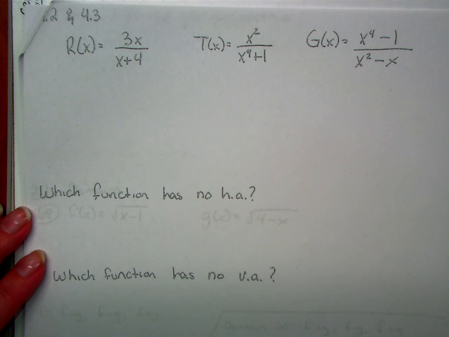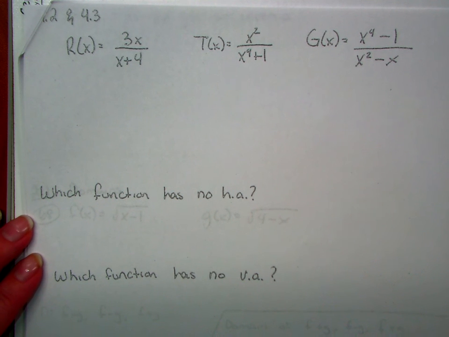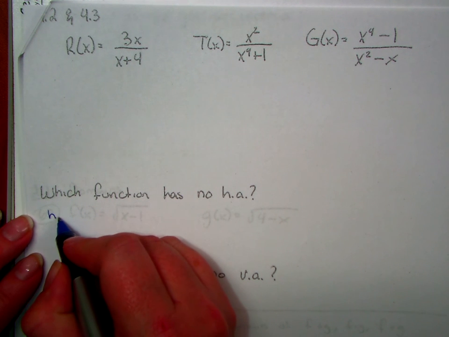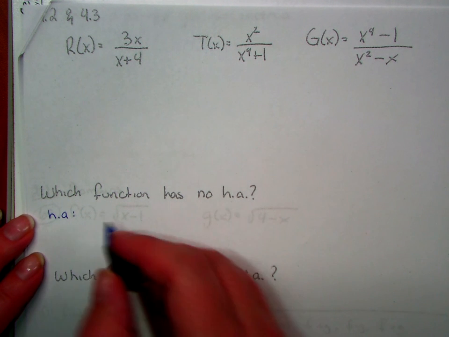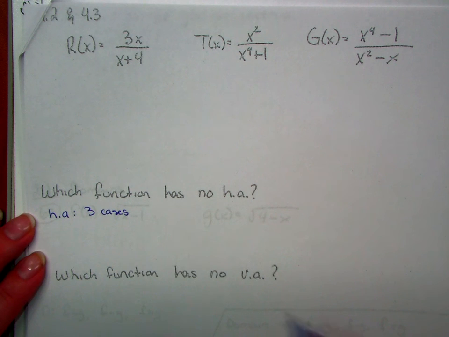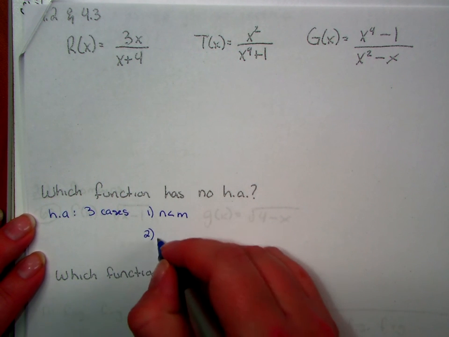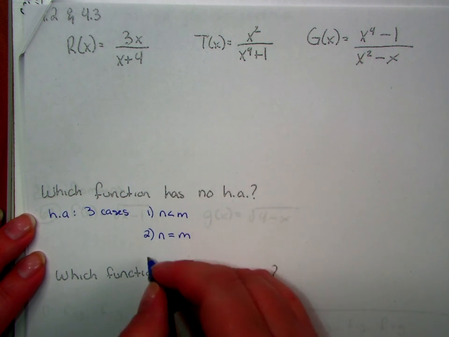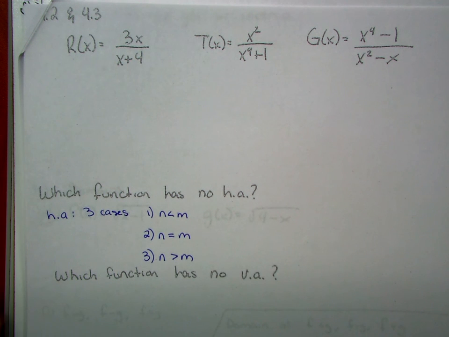Okay, so the first question says, which function has no horizontal asymptote? And so you will need to be able to remember the rule about horizontal asymptotes. And so remember, horizontal asymptotes have 3 cases. All right, and so just to remind you, the first case is if n is less than m. The second case is if n equals m. And the third case is if n is greater than m. Right? And in each of these cases, the horizontal asymptote is different.